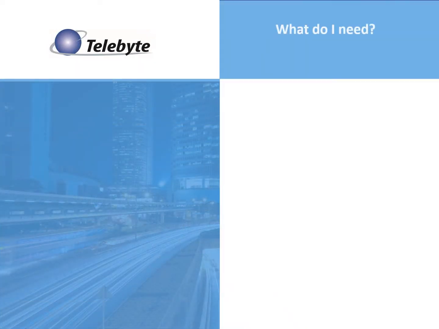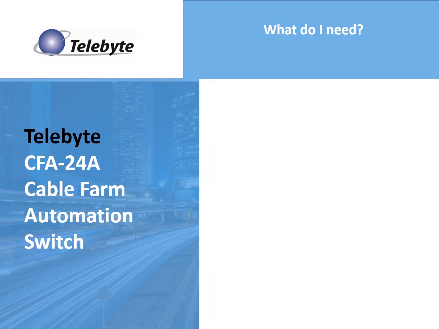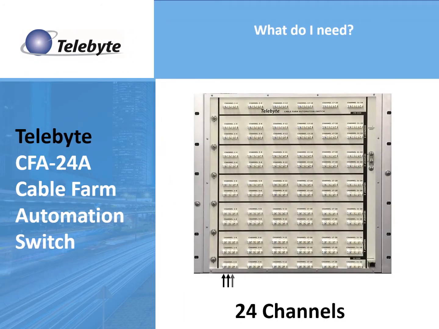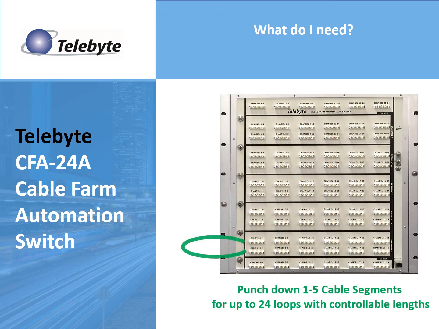Let's take a look at the equipment we need for the setup, beginning with the Telebyte CFA24A cable farm automation switch for twisted pair cable. This product can be used to automate rate versus reach testing to compare the data rate performance versus loop length. Cable is punched down into the switch to form up to 24 channels that can be controlled programmatically. Up to 5 segments of twisted pair cable can be punched down into each channel.